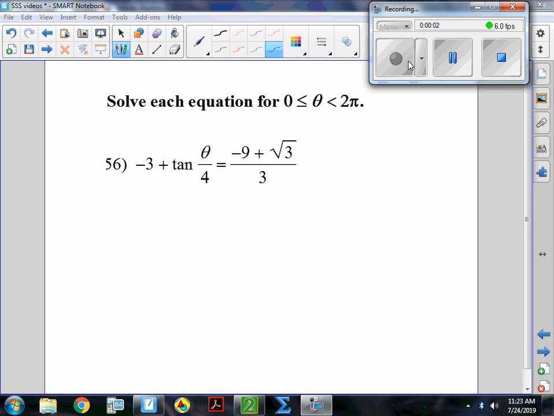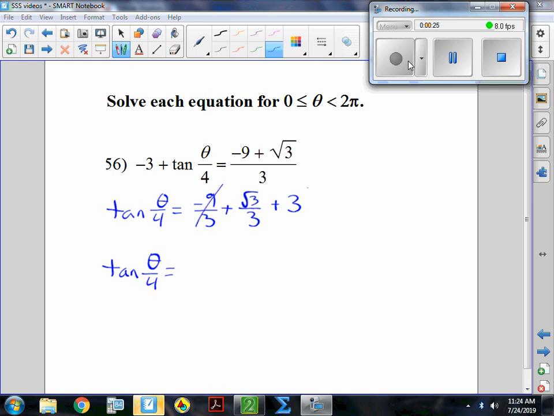Number 56. First thing we need to do is add 3 to both sides. So tangent of theta divided by 4 is going to equal, I'm also going to split up this fraction, negative 9/3 plus root 3 over 3 plus 3. So really I have tangent of theta divided by 4 is equal to the negative 3 and plus 3 cancel. So root 3 over 3. Root 3 over 3 is really just 1 over root 3. Okay, so tangent of theta divided by 4 is equal to 1 over root 3.